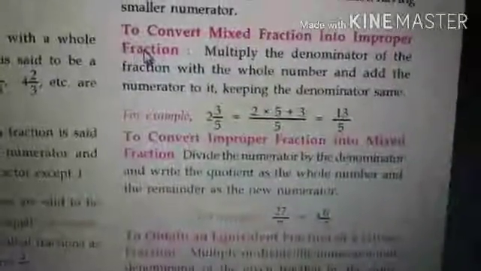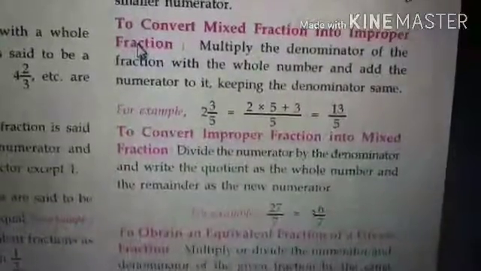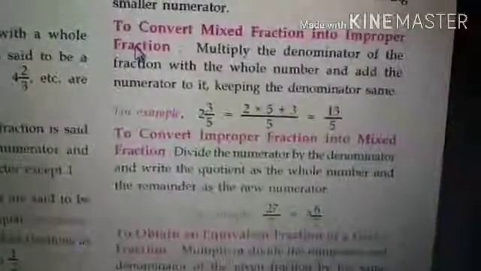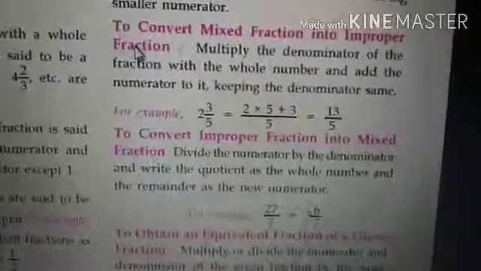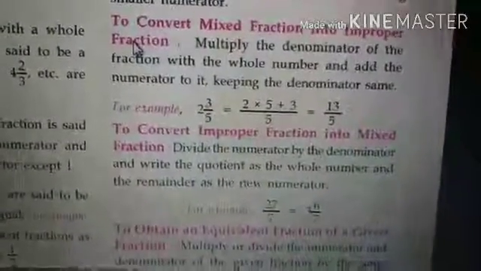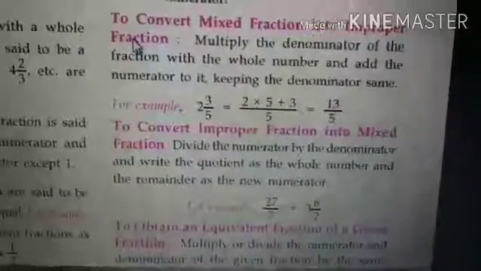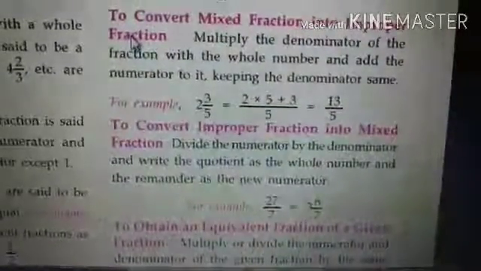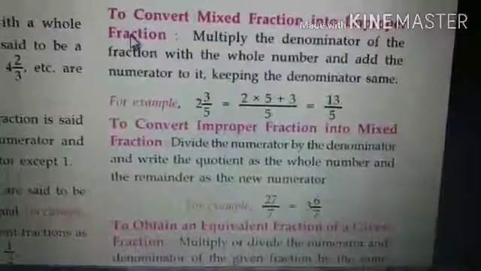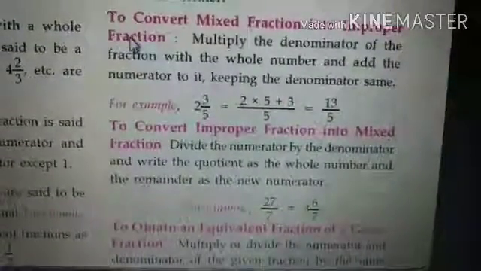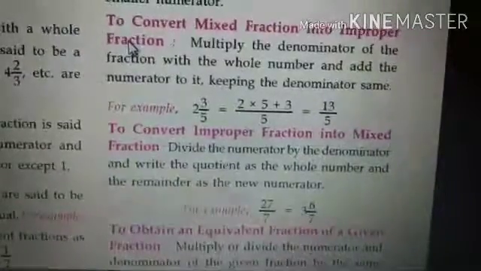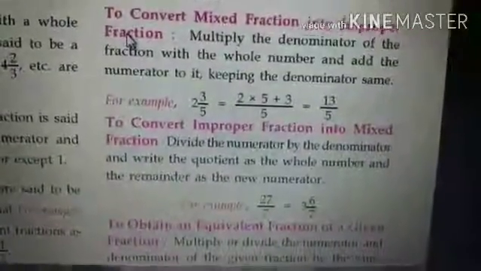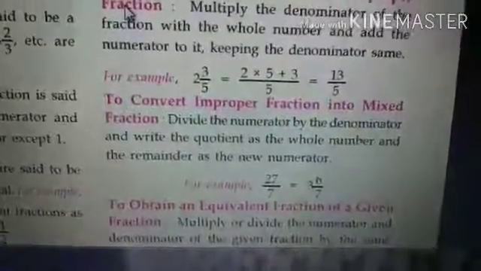Next is to convert an improper fraction into a mixed fraction. Divide the numerator by the denominator and write the quotient as the whole number and the remainder as the new numerator. So for example, 27/7. First we will divide 27 by 7. 7 threes are 21. So 3 is the quotient and 6 remains as the numerator, and put the denominator 7 as it is.